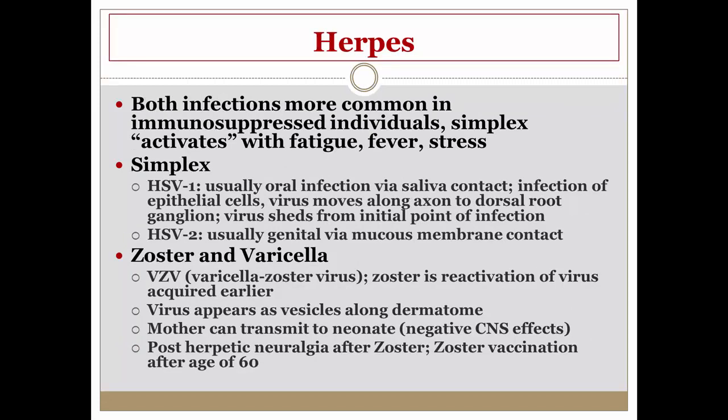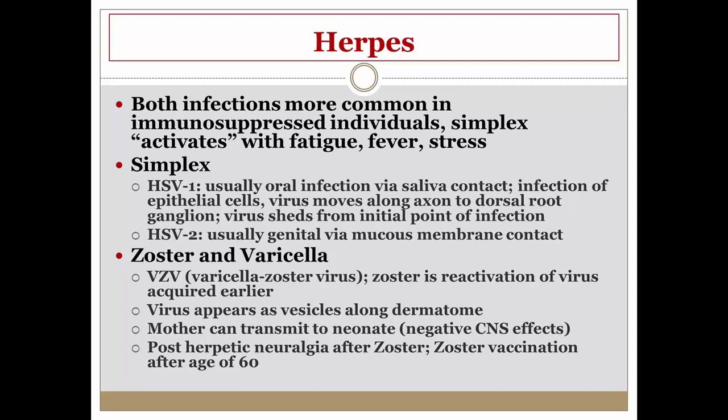Let's look at the herpes virus. In the herpes virus, we're looking at two large groups of virus. Both simplex and the zoster/varicella, both infections are more common in immunosuppressed individuals, and the simplex virus, we know, has the ability to activate with fatigue, fever, or stress. How often have you been really stressed out and you develop a fever blister? That's the herpes virus. So let's start first by talking about herpes simplex.